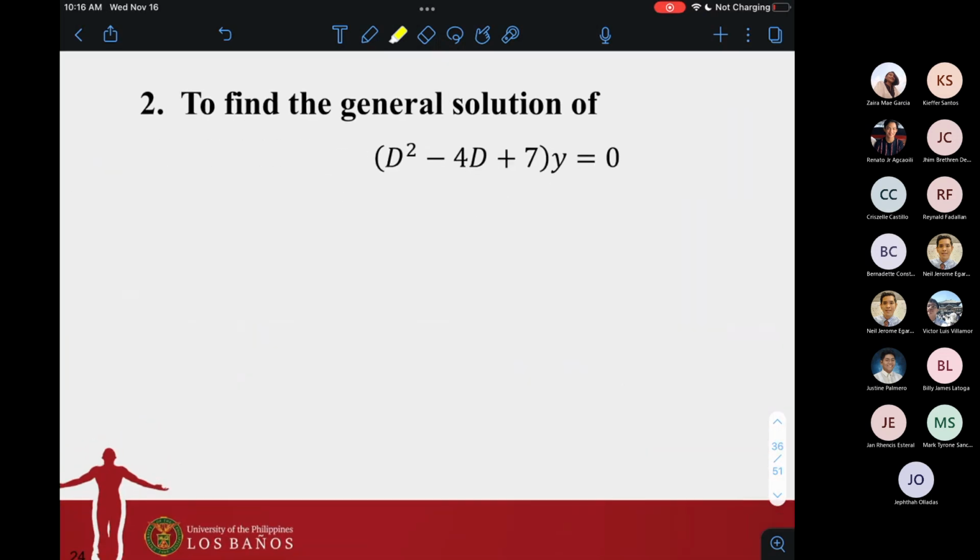D squared minus 4d plus 7 applied to y is equal to 0. GLDE ulit. So, kukunin natin yung characteristic equation. So I guess in this example, just to save some time, kasi medyo week 11 na nga pala tayo, so malapit-lapit na rin tayo dun sa dulo. So I need to pick the pace a little bit up. So siguro in some of the examples, especially kung pangalawa or pangatlong example na yan, I will not be too formal in writing my solution.